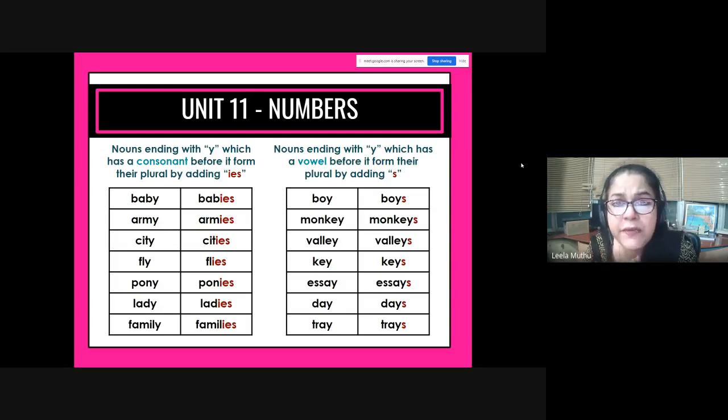Now the words also end with Y, but if you notice these letters, the Y, before it is a vowel. So in this case, it is treated just like any other noun where you add S. So boy, you just add an S in the plural form. So boy, boys. Monkey, Y has an E before it, which is a vowel. Okay, so monkeys. Key, keys. Valley, valleys. Essay, Y has an A before it. So essays, day, days, tray, trays. Understood? It's pretty simple, right? When you put it side by side, you know the way to change singular form into the plural form if it ends with a Y. All right?